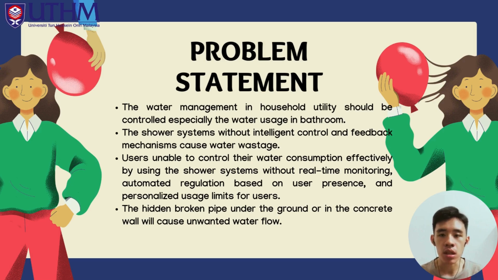So our first problem statement is the water management in household utility should be controlled, especially the water usage in the bathroom. Next, the shower system without intelligent control and feedback mechanism will cause water wastage. Besides that, the users are unable to control their water consumption effectively by using the shower system without the real-time monitoring, automated regulation based on user presence, and personalized usage limits for users. Lastly, the hidden broken pipe under the ground or in the concrete wall will cause unwanted water flow.